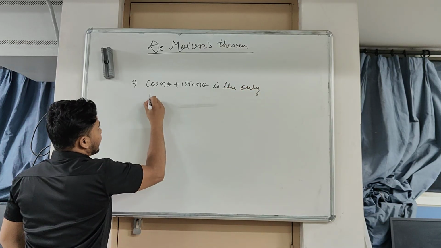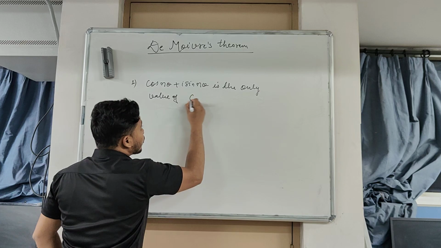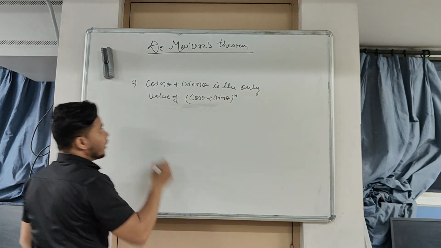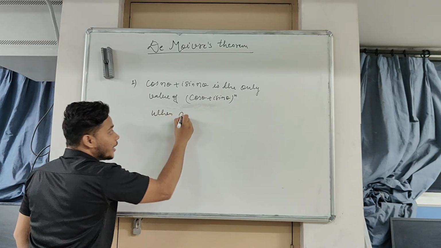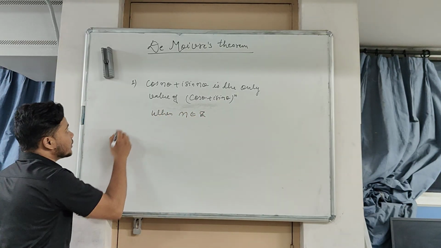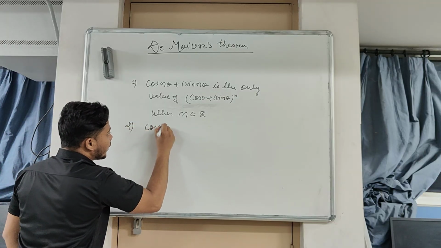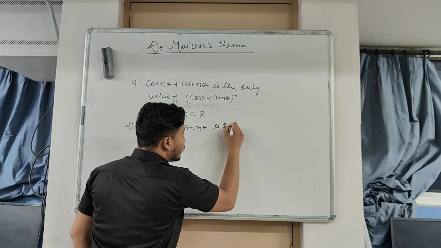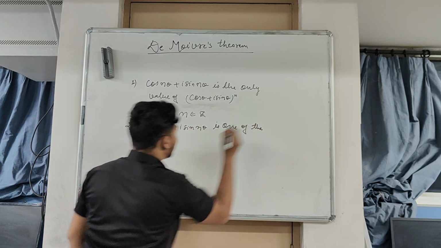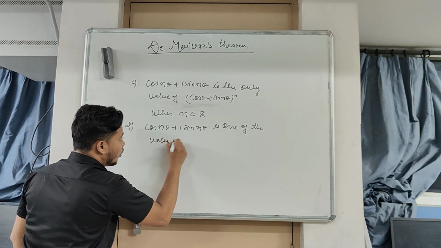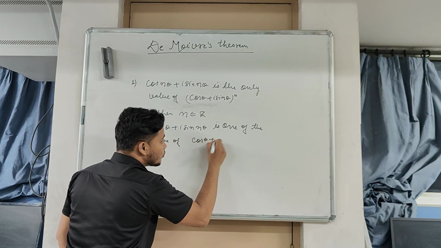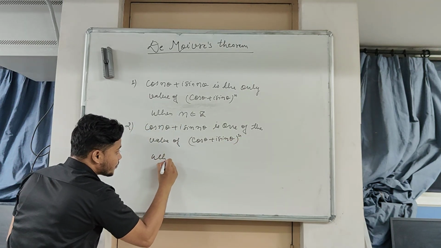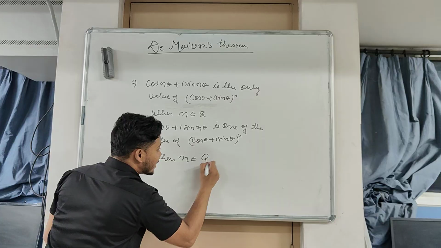only value of (cos theta plus iota sin theta) whole power n when n belongs to the set of integers. And the second statement is cos n theta plus iota sin n theta is one of the values of (cos theta plus iota sin theta) whole power n when n belongs to the set of rationals.